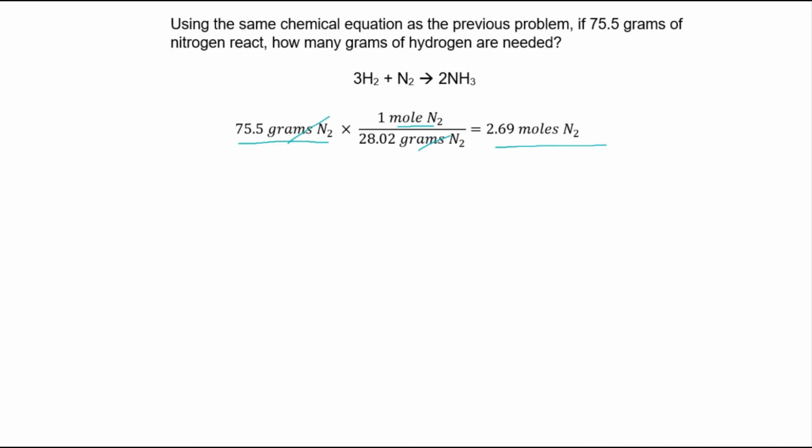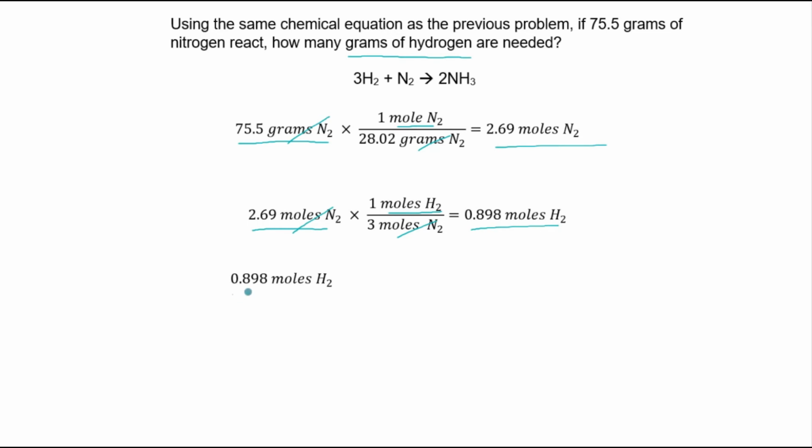Now that I have moles of nitrogen, I can use my mole ratio. So just rewriting my moles of nitrogen, here is my mole ratio. Again, I want to make sure my moles of nitrogen cancel, and I'm left with moles of hydrogen. Putting this in my calculator, I get 0.898 moles of hydrogen. Unfortunately, the problem asked me about grams of hydrogen, so I have one more step. Rewriting my moles of hydrogen, I simply use the molar mass to convert to grams. So being careful that my moles of hydrogen cancel and I'm left with grams of hydrogen, I get 1.81 grams of hydrogen. Just like before, we can put this in one long equation.